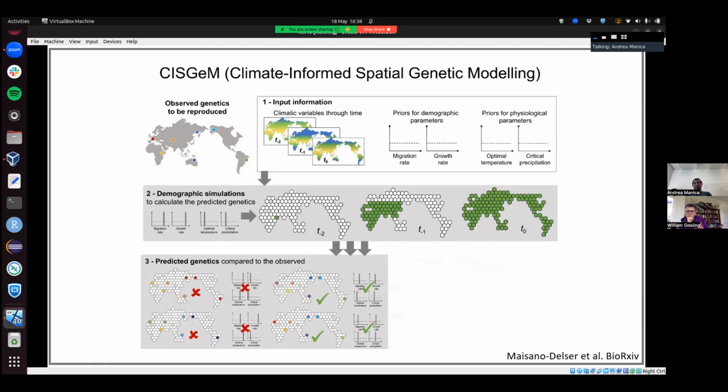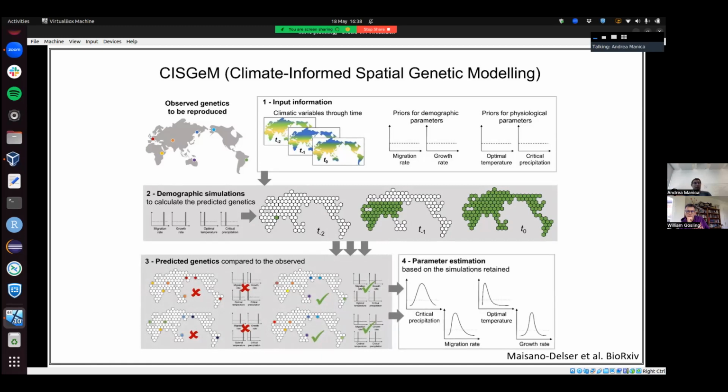Now, this is an approach called approximate Bayesian computation, because from the good models and by rejecting the bad models, we can end up with posterior distributions of those parameters. And so we can define the kind of precipitation regimes, temperatures, migration rates or growth rates that would be needed to give you a realistic demography, given the climate reconstructions and given the genetics that need to be generated by these demographies.